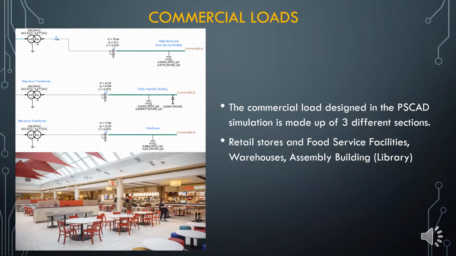The commercial load design in the PSCAD simulation is made up of 3 different components. The data for each of the buildings making up the commercial section were researched, and a simulation was done in PSCAD as shown in the image. The simulation of the commercial building consists of 3 different buildings: a retail store with a food service facility, a distribution center, which is a warehouse, and a public assembly building, which is a library.